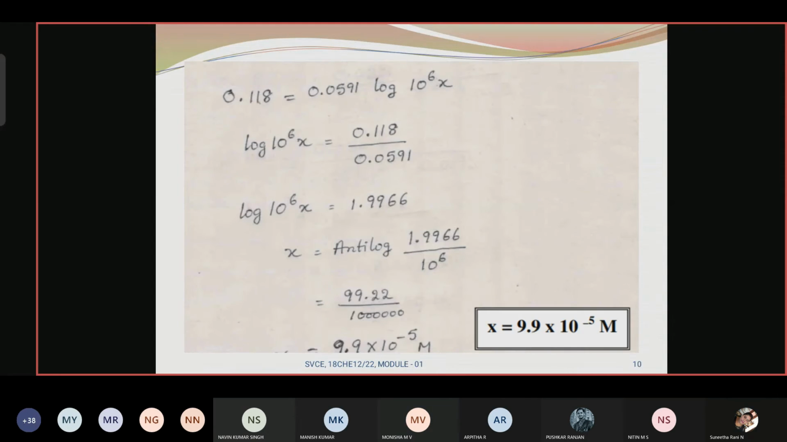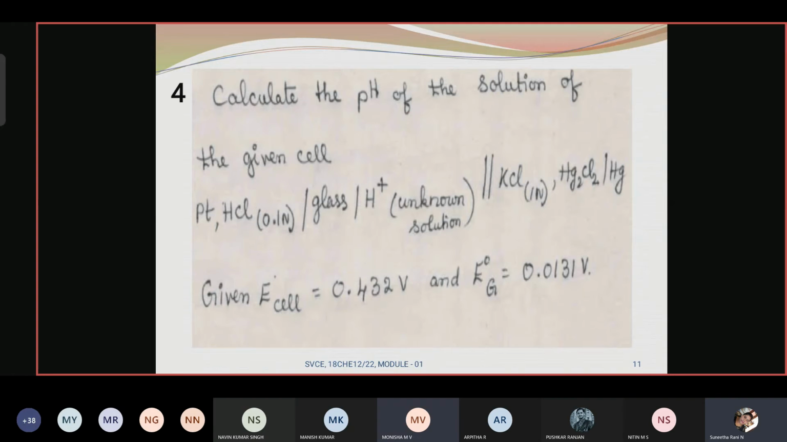Got, ma'am. You got? Who is that? Yes, ma'am, got answer. 9.92 into 10 to the power minus 5. Yes, okay. At least you have to unmute yourself and answer, right? I'll be asking and you people sitting quiet. It doesn't look good. Fine. We'll go to the next. Shall we go to next?